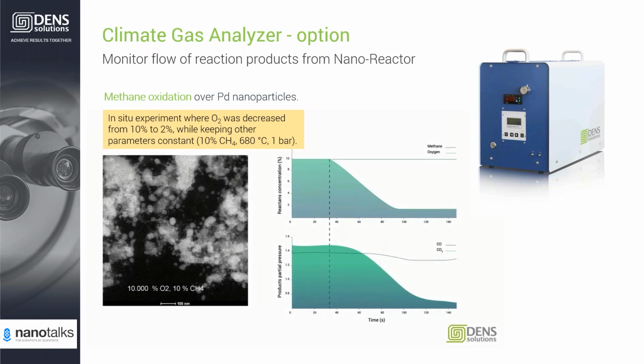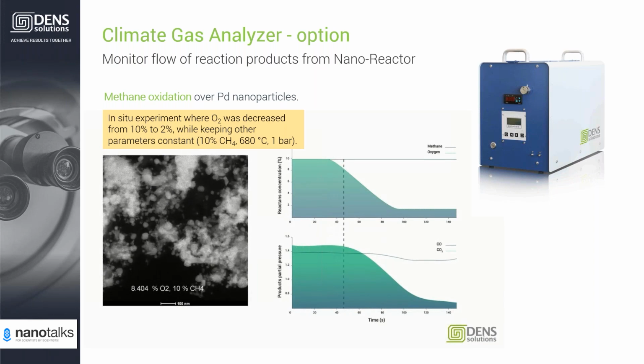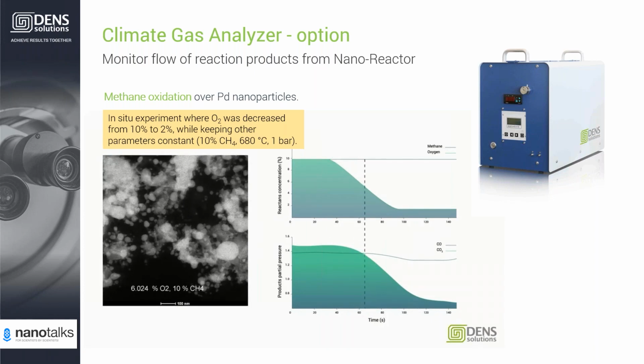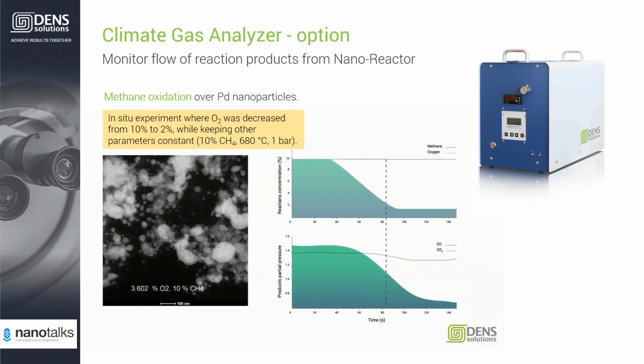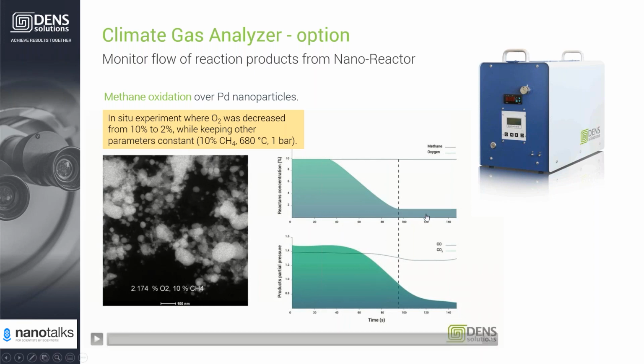Also the palladium nanoparticles will slow down. And at the same time, the reaction product carbon dioxide is also going down. And so you can very nicely see the correlation between gas and dynamics in the TEM image, which is exactly what in situ gas and heating TEM is all about.